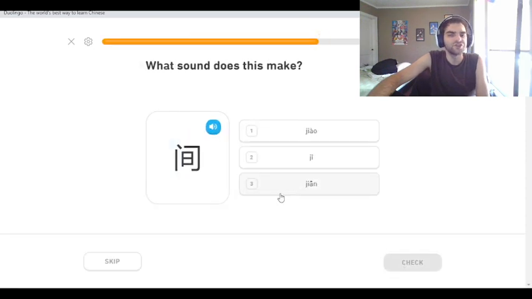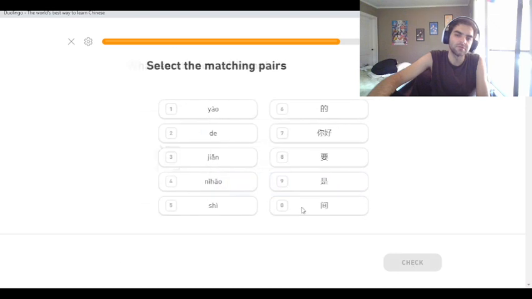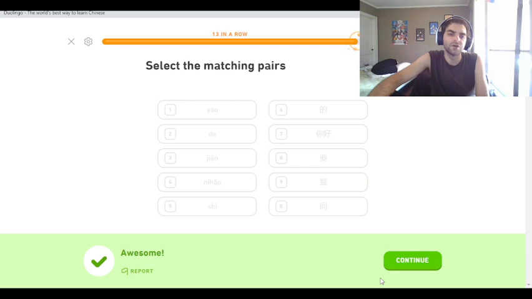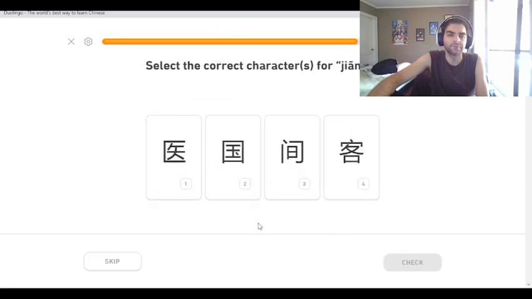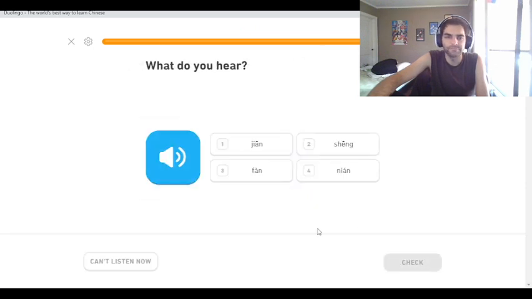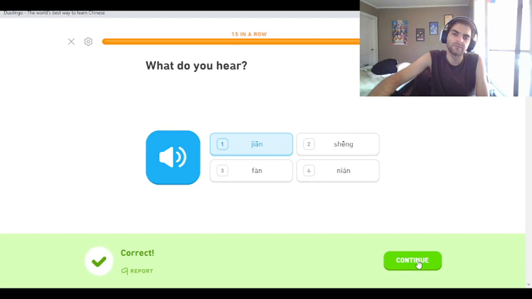煎, jian. This one looks similar to when, so I'm guessing it's also a question word. 要 yao, 的 de, 你好 ni hao. 煎, jian. I'll remember you.